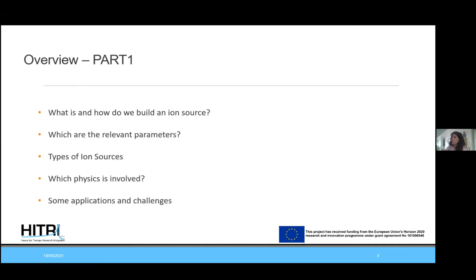In the first part, I will try to explain what an ion source is and how we can actually build one. What are the relevant parts to get an ion source? And which are the relevant parameters, especially related to accelerator physics and also with some reference to medical application, given the topic of the school? Also the different types of ion source that we can build, and of course the underlying physics for the ion sources. Then I will show you some real medical applications and challenges, and how the ion source topic relates to the whole accelerator stability.